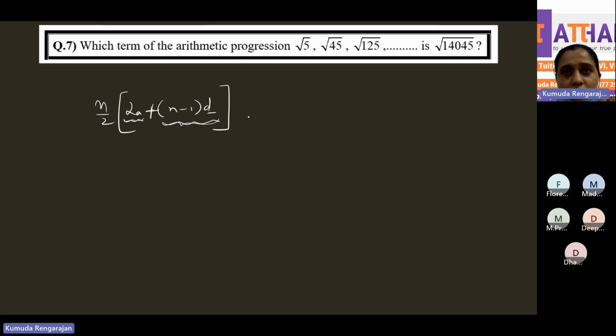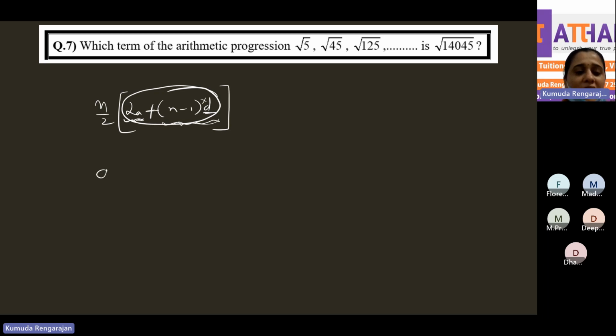This d here cannot go down to the other side for division. It's in multiplication here, n minus 1 into d. But this one is not free. Correct? It's 2a plus n minus 1 into d. So you have to simplify this one. 2a plus n minus 1 into d, you have to simplify. So this one is not free to go to the other side for division.